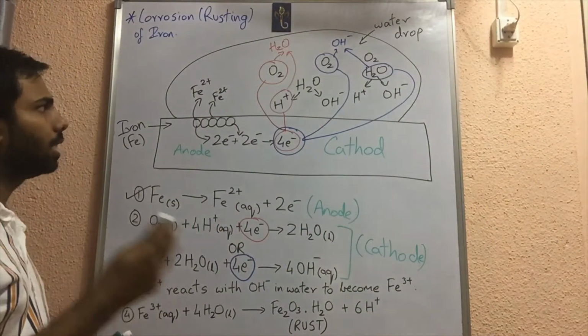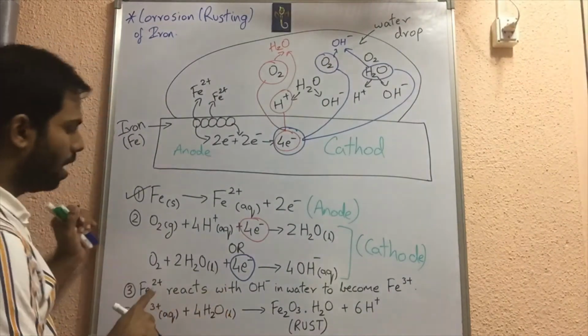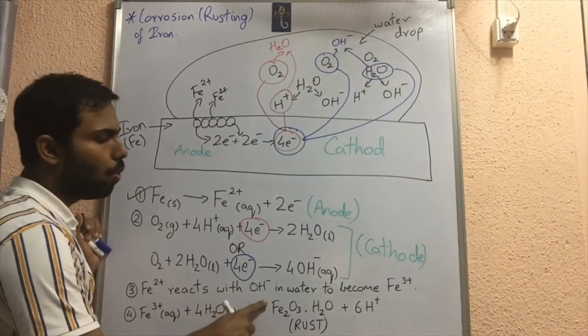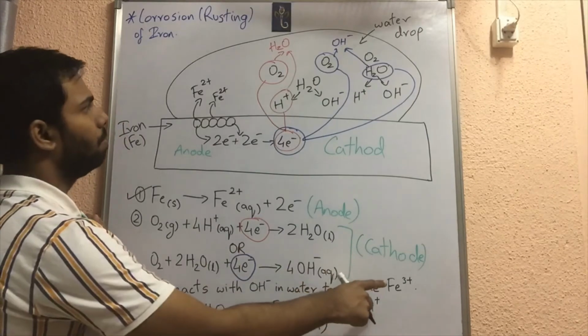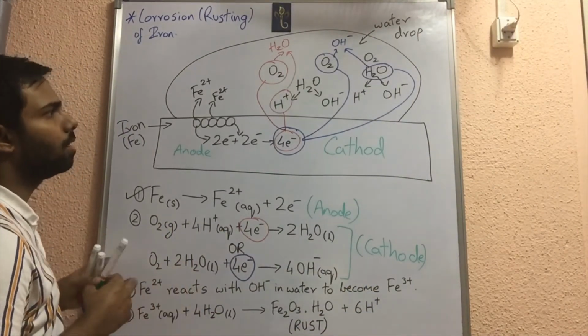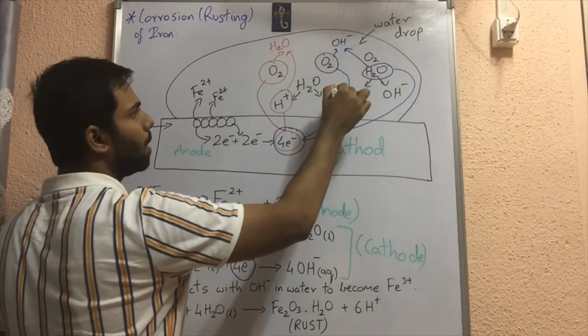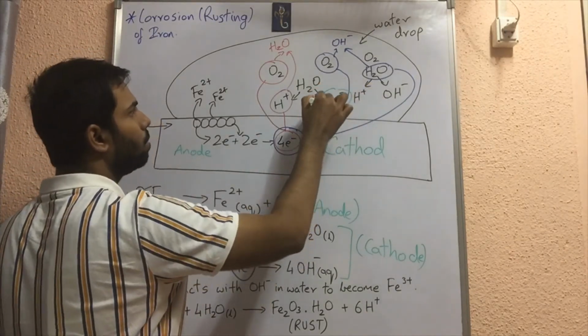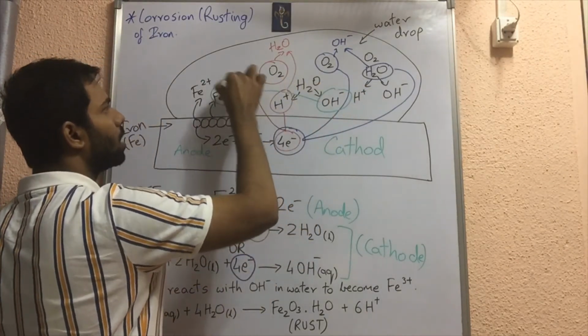Then what is going to happen in the third step? Fe2 plus reacts with OH minus in the water to become Fe3 plus. Okay, so another OH minus is going to come into the reaction. So let us take this OH minus, understand this OH minus is reacting with this Fe2 plus.